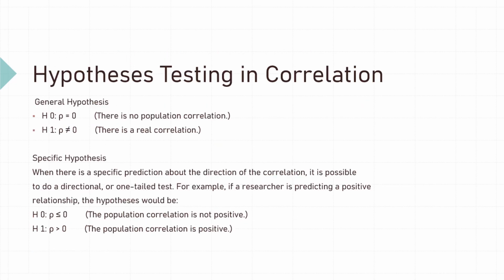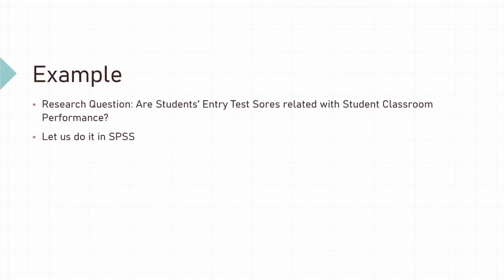Hypothesis testing for correlation. In the general hypothesis for the population, we use the Greek letter rho. H naught is rho equal to 0 and H1 is rho not equal to 0. It means that there is no population correlation versus there is a real correlation. For a specific hypothesis, when there is a specific prediction about the direction of the correlation, it is possible to do a directional or one-tail test. For example, if a researcher is predicting a positive relationship, the hypothesis would be H naught: rho is less than or equal to 0, the population correlation is not positive, and H1: rho is greater than 0, meaning the population correlation is positive.